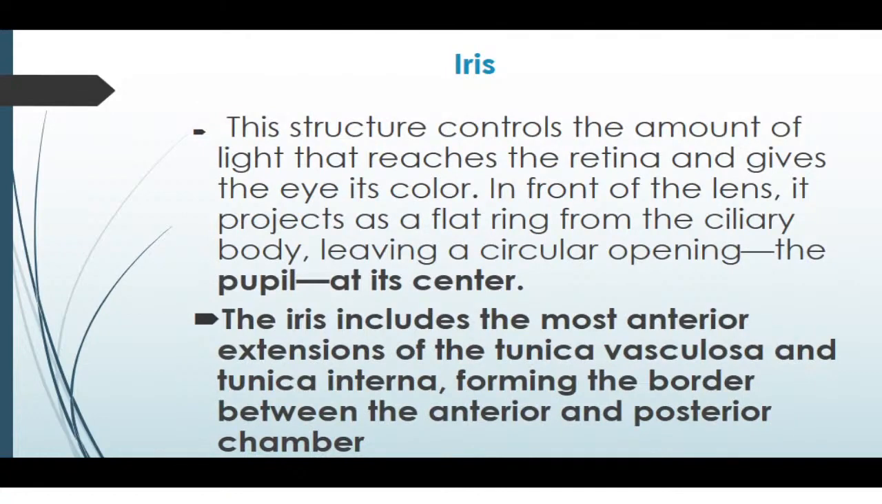Now we will talk a little about the iris. This structure controls the amount of light that reaches the retina and gives the eye its color. In front of the lens it projects as a flat ring from the ciliary body, leaving the circular opening, the pupil, at its center. The iris includes the most anterior extension of the tunica vasculosa and tunica interna, forming the border between the anterior and posterior chamber. Especially the iris gives the color of the eye.